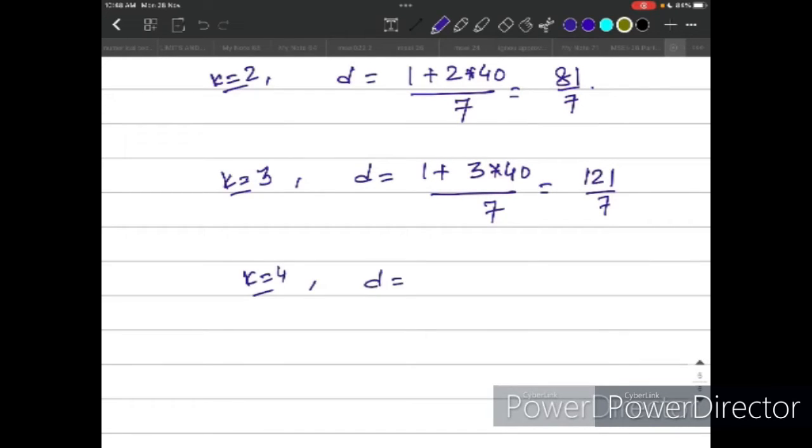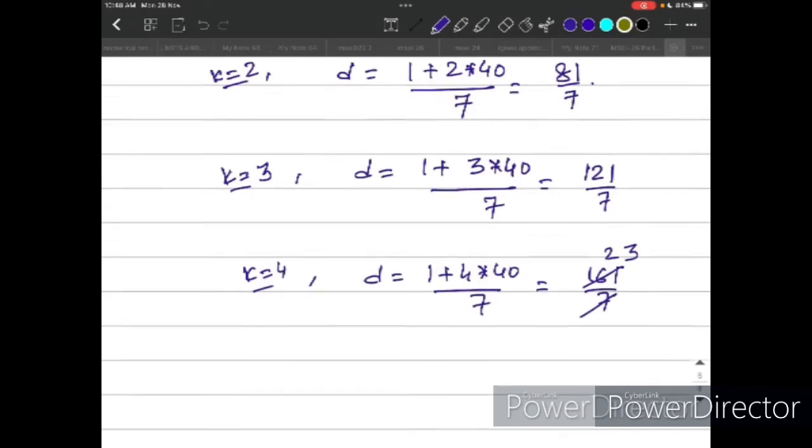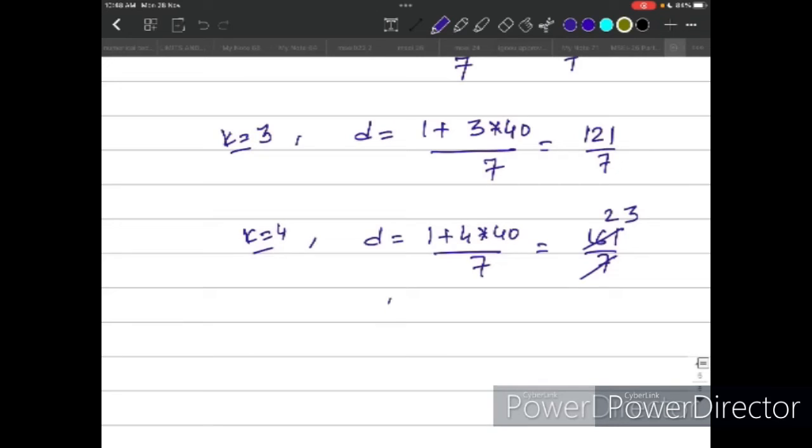Now K equal to 4. Let's take K equal to 4. We have to go on like this. So D equal to 1 plus 4 into 40 upon 7. 4 40s are 160, 161 upon 7. So what is happening, 7 2s are 14, 7 3s are 21, so 161 divided by 7 gives 23. So what is the value of D? D equal to 23.